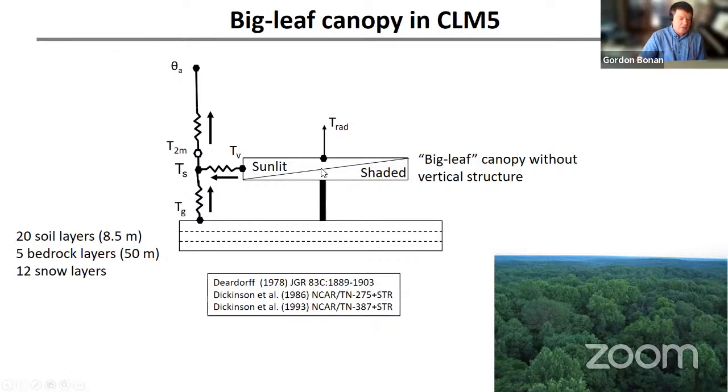On the canopy side, it's a big leaf canopy, and there's no vertical structure to it at all. It's just sort of a leaf. It's divided into sunlit and shaded components, but there is no vertical structure. And that really contrasts with the soil, which has 20 layers going to 8.5 meters, 5 bedrock layers down to 50 meters, and 12 snow layers. So the soil processes are resolved vertically, but the canopy processes aren't. And I'll come back to that in a minute.